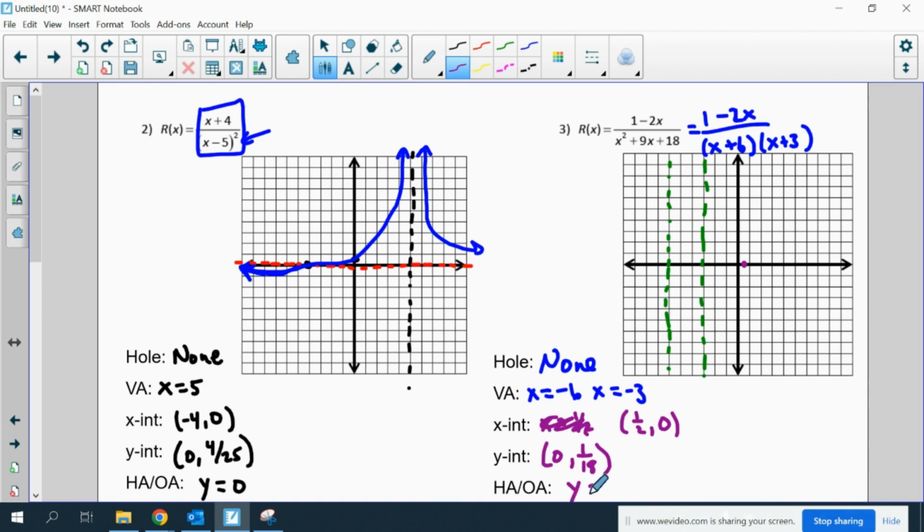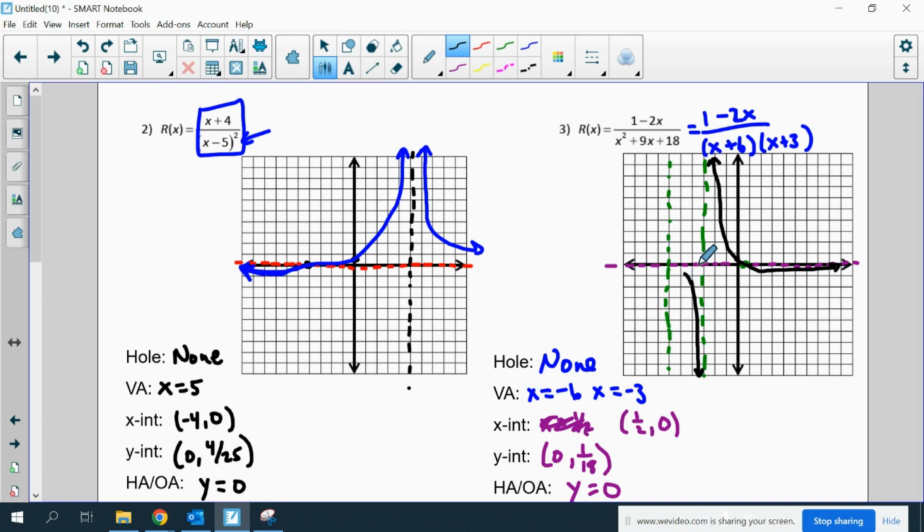Horizontal asymptote would again be y equals 0. So once again, the function actually crosses the horizontal asymptote right there. So my y-intercept is pretty low. I have these points, crosses, and then comes back toward the line. Notice that neither the x plus 6 nor the x plus 3 is squared. So that means that the function will approach the vertical asymptote in different ways.